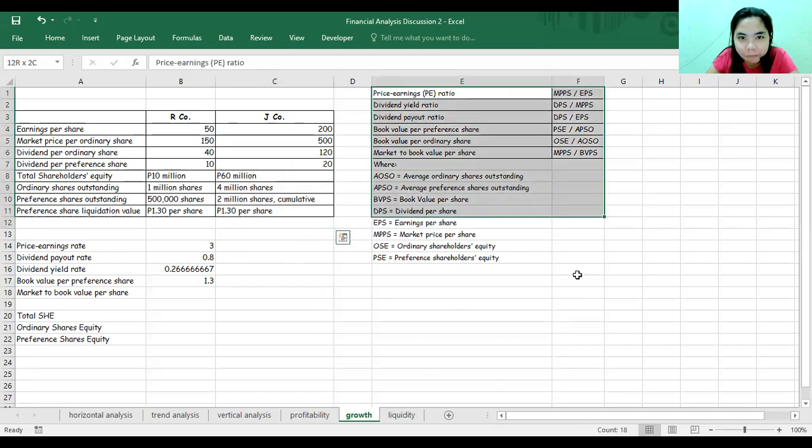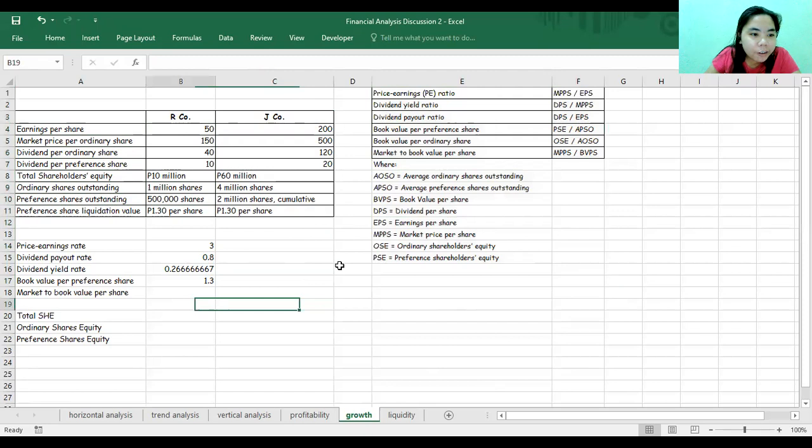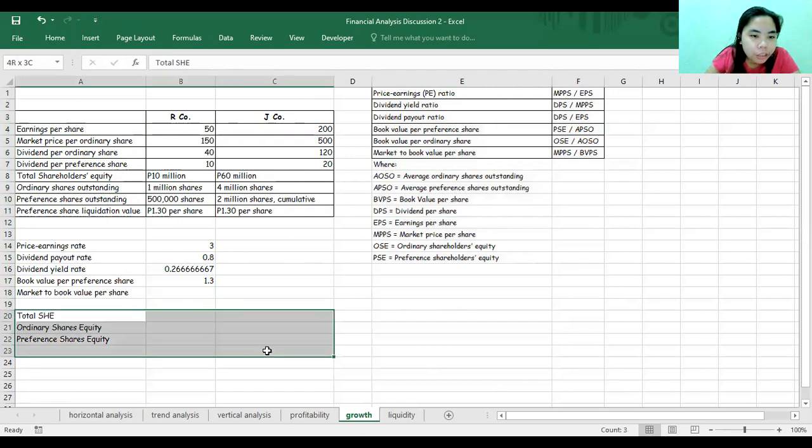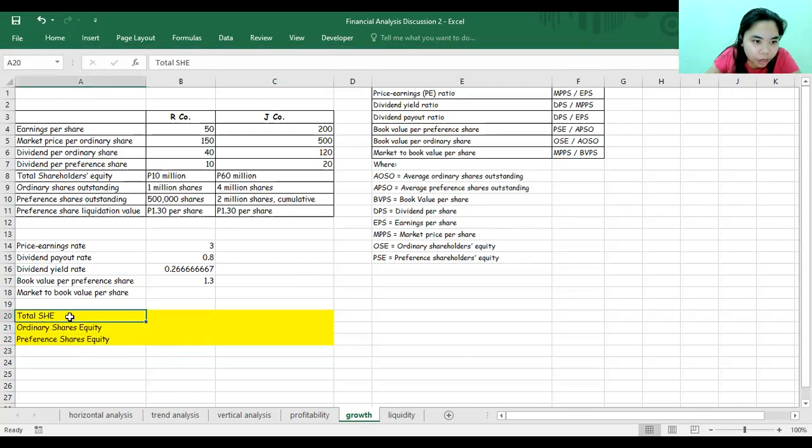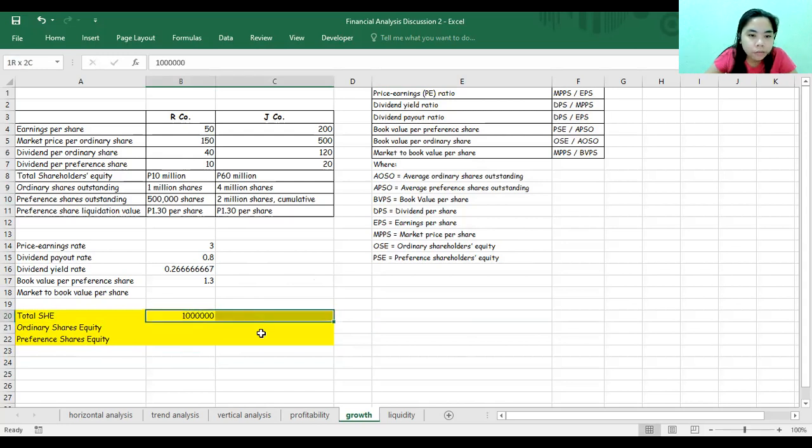And I also have here a copy of the formula. But first, let me highlight in yellow so that you will see. You have here the total SHE, the shareholders equity. For R company, we have a total shareholders equity of 10 million, and 60 million for J company. So J company is much bigger than R company.